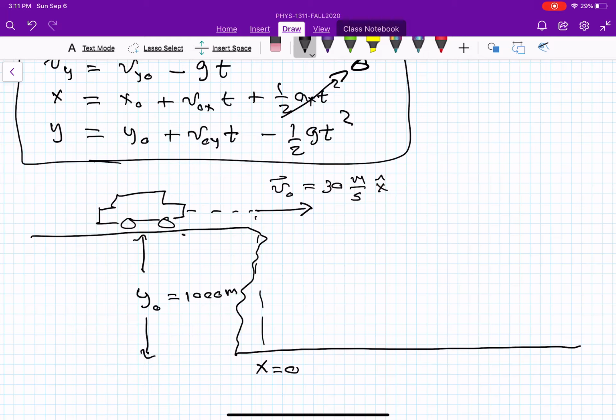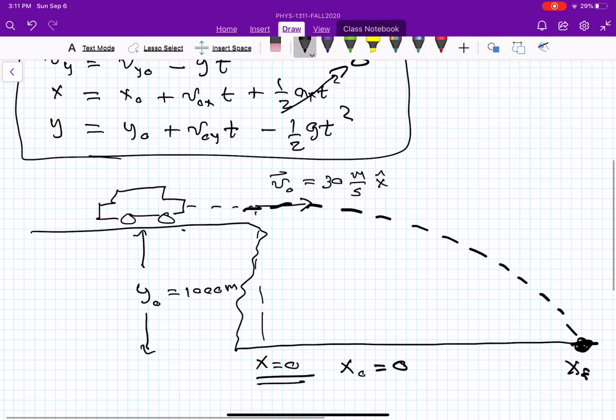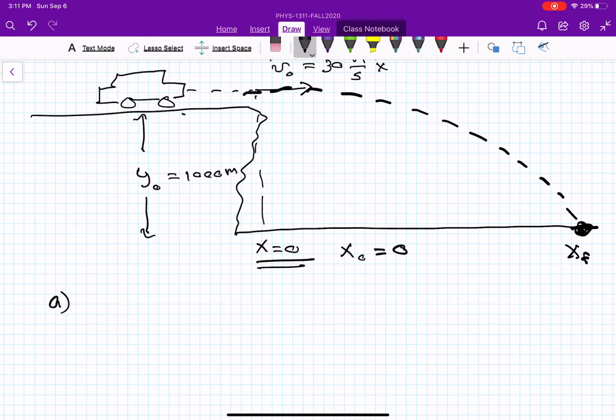So what's going to happen, they're going to follow a parabolic path and they'll land somewhere here. And what we want to know is what their final position is. Okay, their initial position is 0. So we'll say x0 is equal to 0 for simplicity. We can always choose our coordinate system so that that's the case. Okay, cool. So let's now think about a bunch of questions that we might want to answer. So the first question is, how long are they in the air?